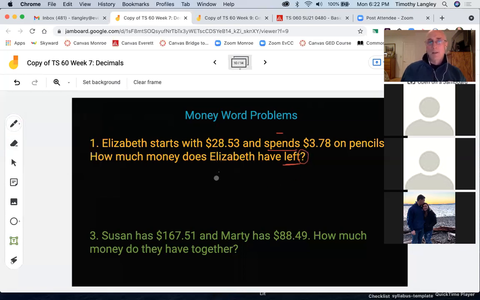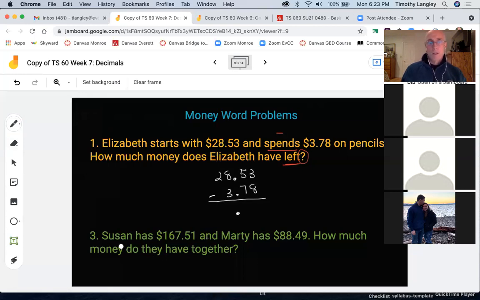Left usually means subtract. I say usually because I'll have an example in a moment where it doesn't. So I see the keyword there, left means subtract. I see the question mark. I take my biggest number and put it on top. Remember, I told you when you're doing a story problem, always put your bigger number on top. 3.78 is my other number. That's how much she spent on pencils. I put the decimal in the answer, and then I would just subtract.